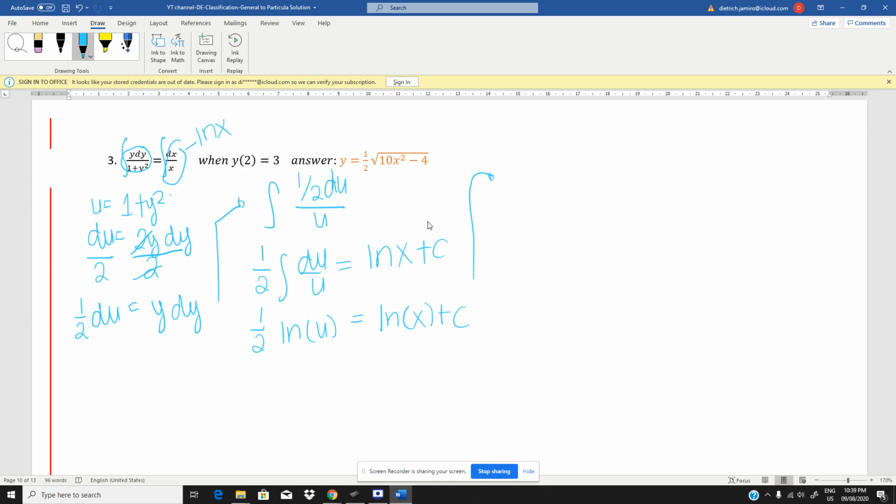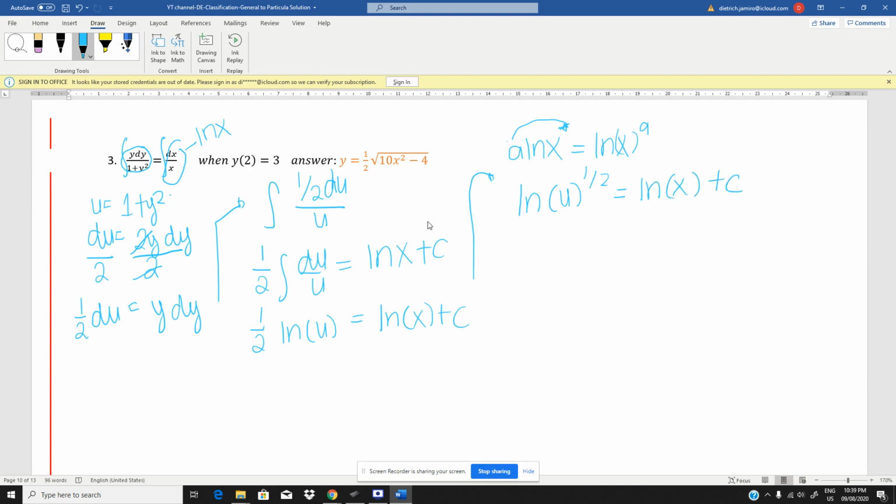First, I will use natural logarithm rules. In natural logarithm, for example, a times ln of x is also equivalent to ln of x raised to a. So it will become an exponent of our variable. So we will have ln of u raised to 1 half is equal to ln of x plus c.